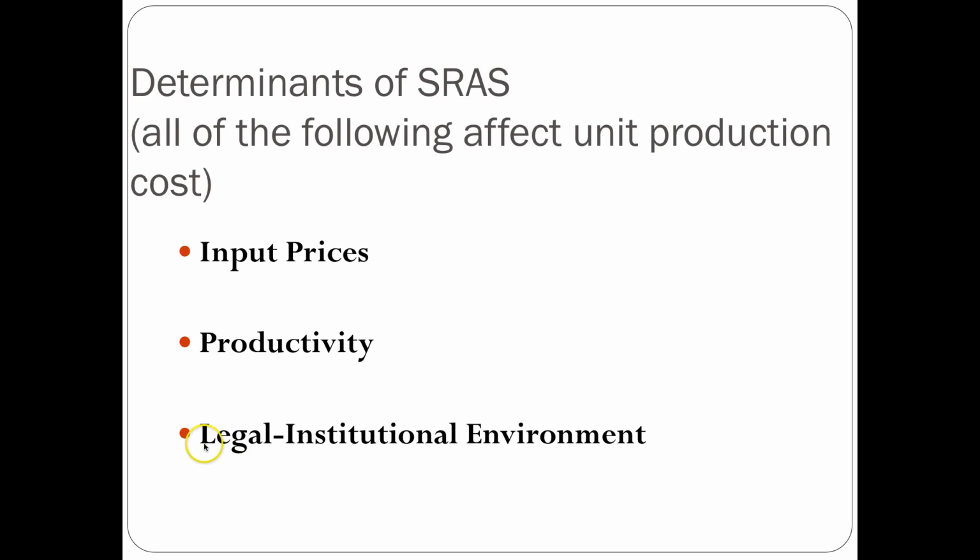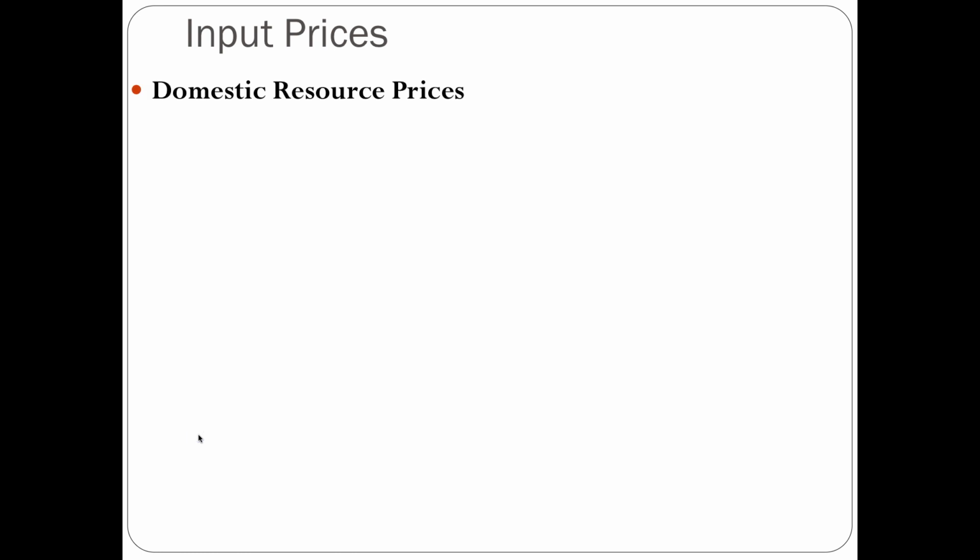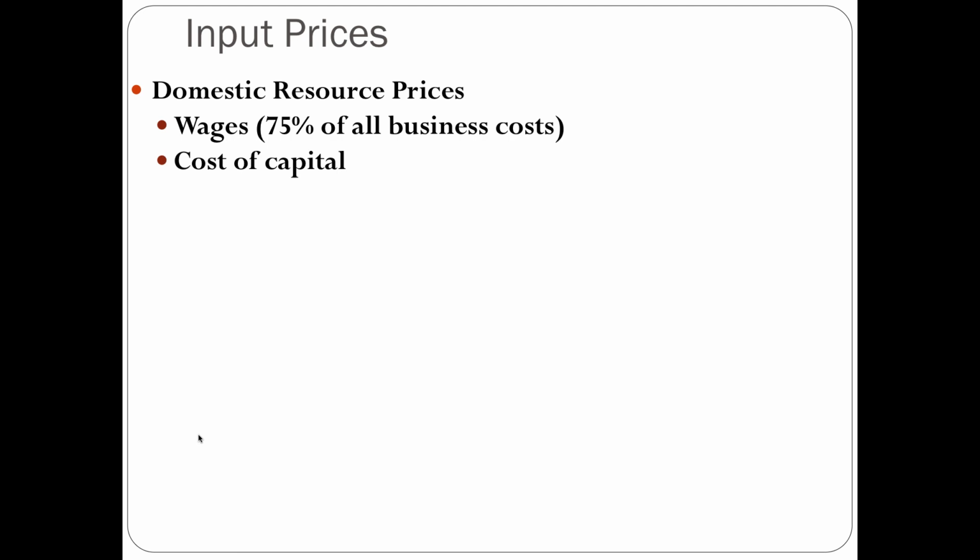Now, let's start off with input prices. Input prices are a very common determinant of short-run aggregate supply. A big part of input prices are going to be domestic resource prices. Wages are a huge example of a domestic resource price. It's about 75% of all business costs. You have the cost of capital, the costs of machines and technology for businesses. And you have raw materials, commodity prices, say the price of oil, for example.